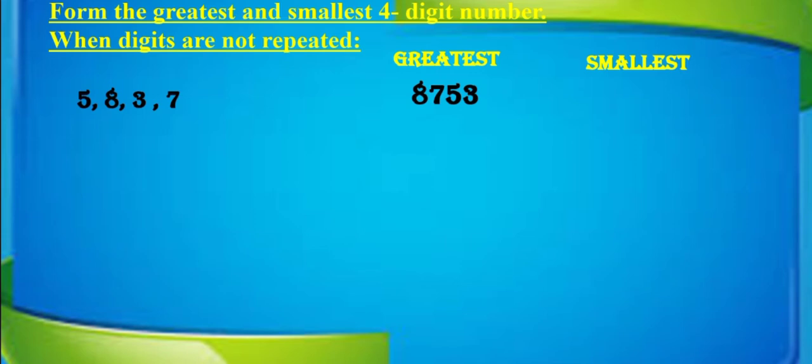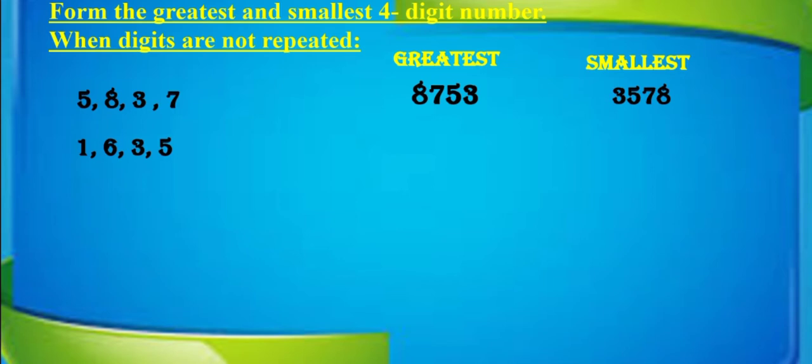We all know we have to arrange in ascending order, from small to big. That is 3578. Isn't it? So do you understand? When the digits are not repeated, that is, 4 digits are given, you are forming the greatest and smallest 4-digit number without repeating the digits. Okay, we will see more examples.